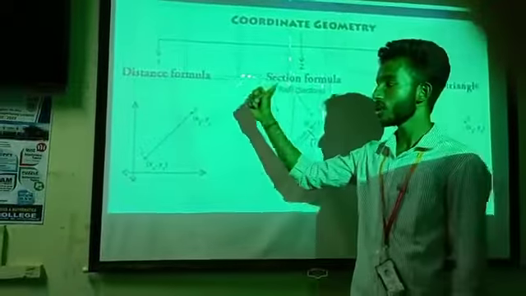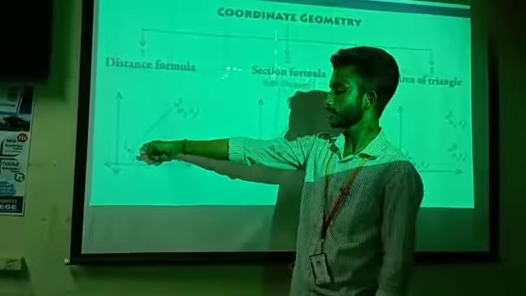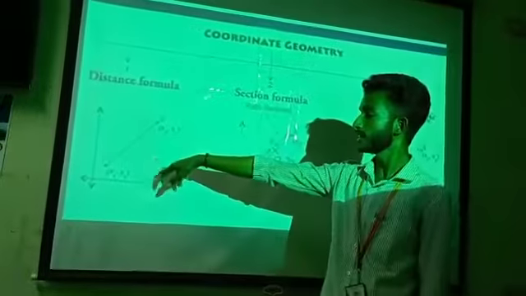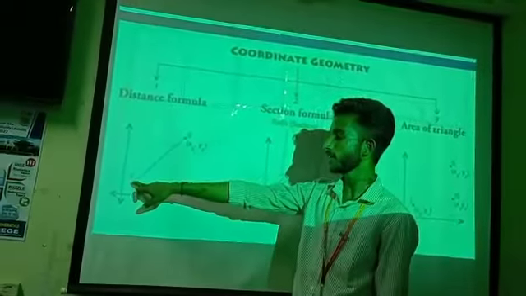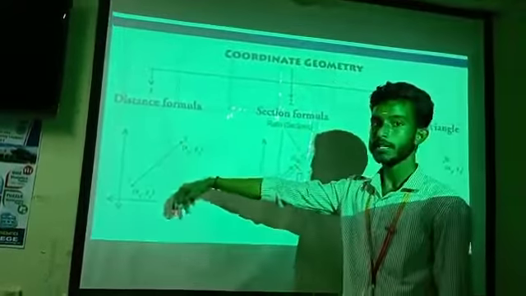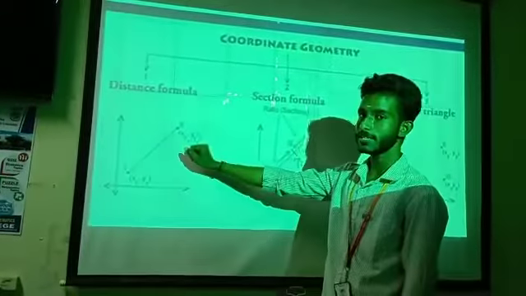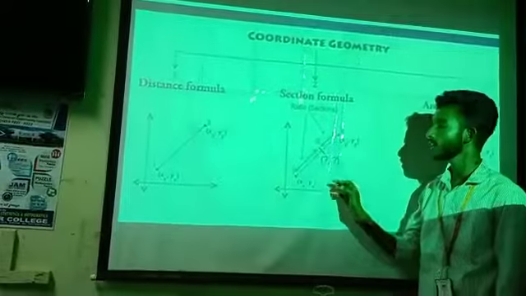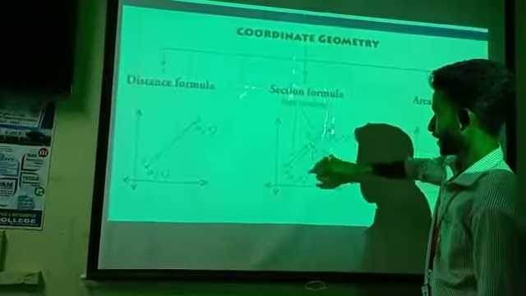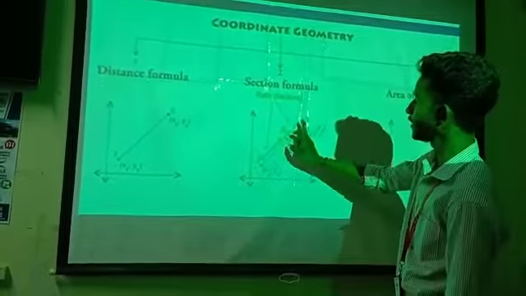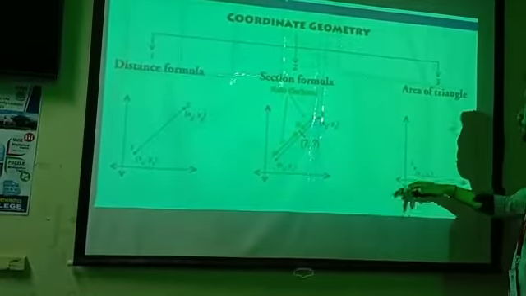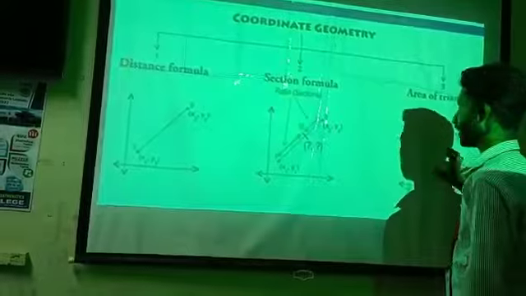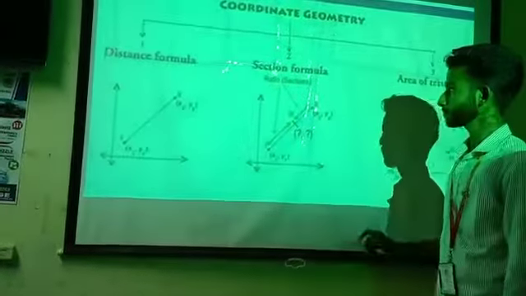The distance formula is for the distance between two points on the x-axis and y-axis. Identify a point A and a point B. A is the point (x1, y1) and B is the point (x2, y2). Then the section formula is the ratio in which a point divides the line joining A and B. Then the area of a triangle is found from three points on the x and y axes.